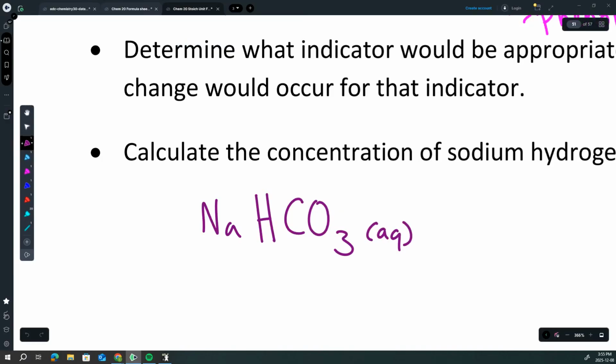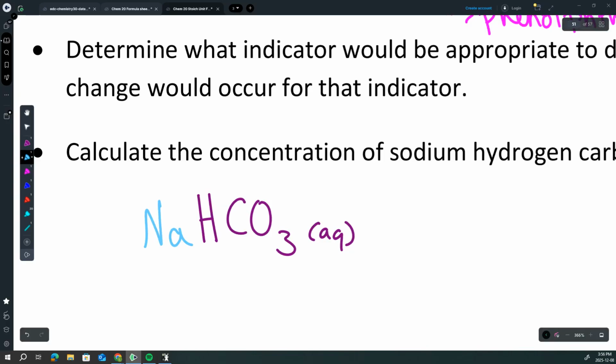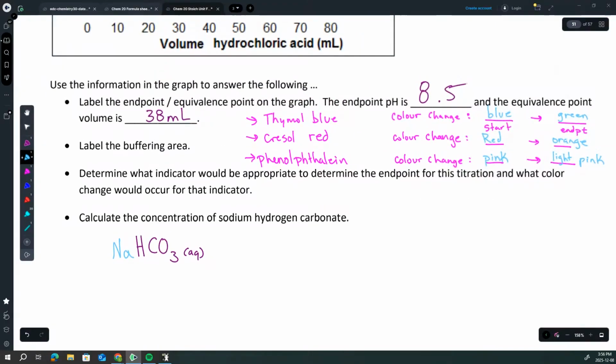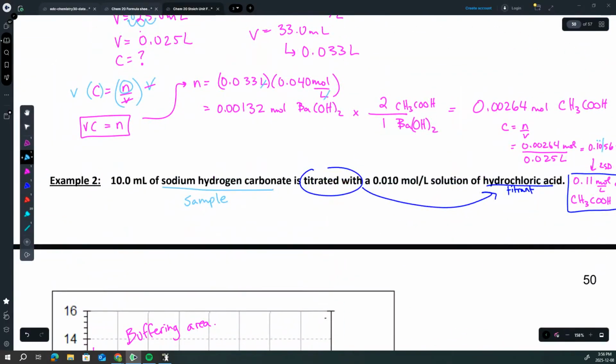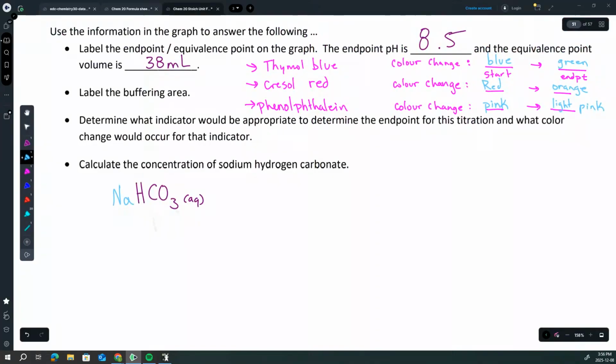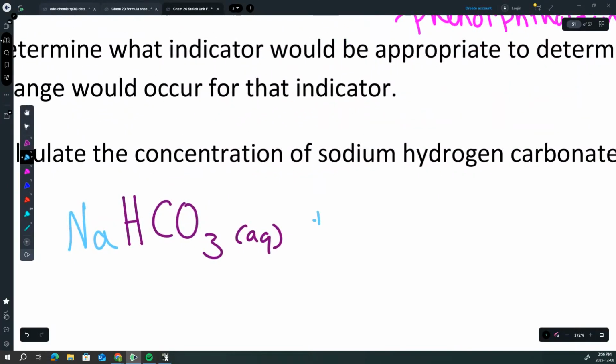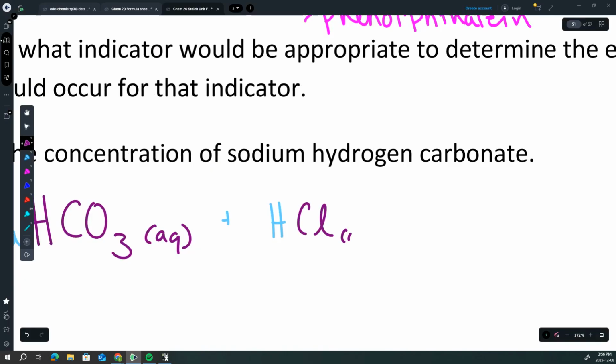Okay, so our cation here is going to be sodium. Our anion is hydrogen carbonate. Sodium likes to have a +1 charge. Hydrogen carbonate likes to have a -1 charge, so they're balanced. All right, now we said that this is reacting with hydrochloric acid, so let's write that out. Remember, acids are always aqueous.